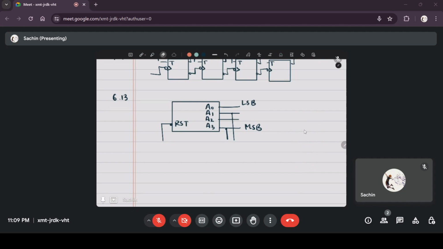And once it reaches 10, the eights place and the twos place are both 1, and the NAND of those ones will be a 0, which will reset the entire circuit, which will reset the entire counting operation.